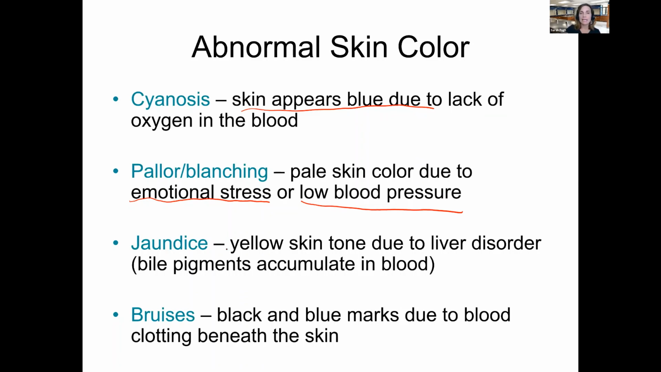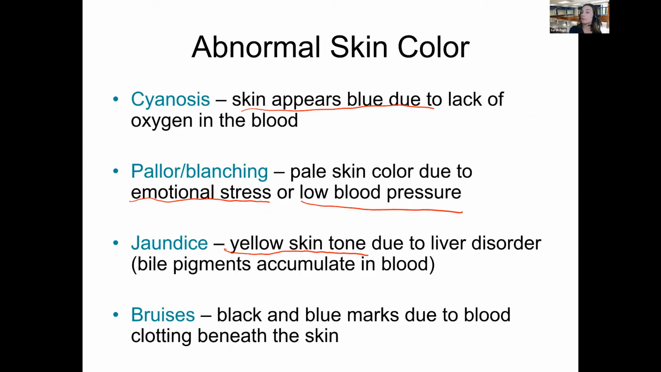Jaundice, this is a yellow skin tone. This is actually from a liver disorder. So your blood cells only live in your body for about 120 days, after which point they get taken out of circulation and broken down into pieces. Hemoglobin is one of those pieces that we have to break down. This is in your red blood cell. And as hemoglobin gets broken into its parts and pieces, one of its byproducts is called bilirubin.